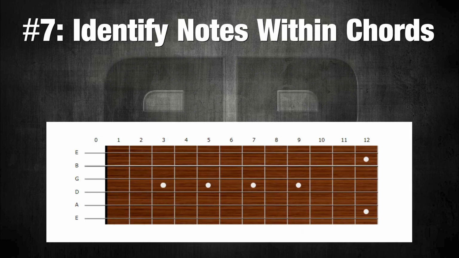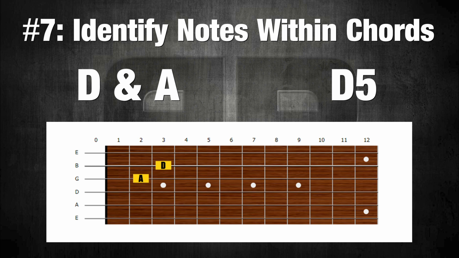Let's start with a dyad, or a two-note chord. I'm going to play two notes simultaneously, and it's your job to figure out what those two notes are. Here we go. And the answer is, D and A. This is just a common D5 power chord.